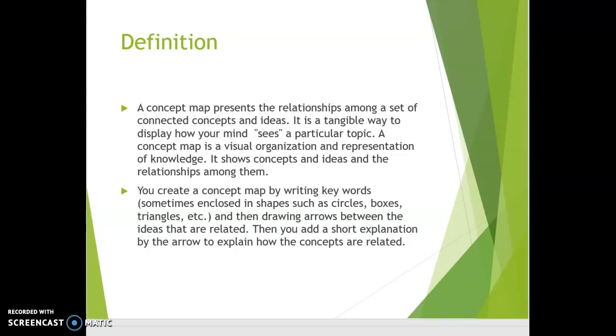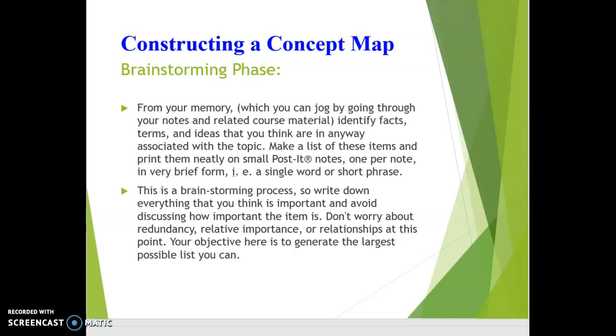So, in short, you create a concept map by writing keywords, sometimes in circles, triangles, squares, and then drawing arrows between the ideas that are related, and then you add a short explanation by the arrow of how they're related, right? It seems they're not difficult, but there are steps that you should follow to create every concept map. Okay? The first one is brainstorming.